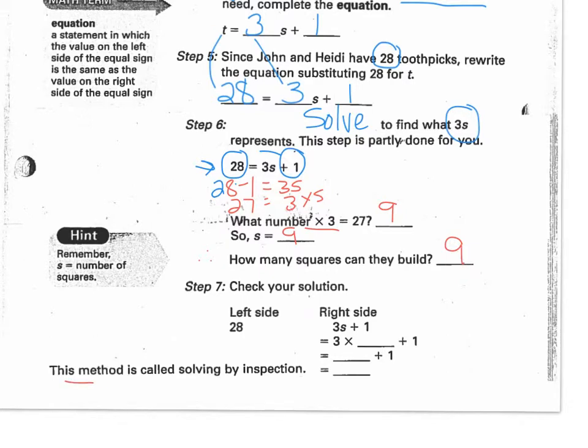Now, we're going to use a method which is called solving by inspection. The left side is 28. The right side is 3 times 9 plus 1. 27 plus 1 is 28. Yes, they balance.